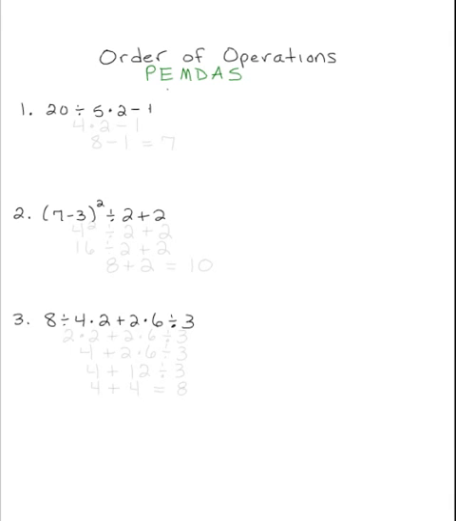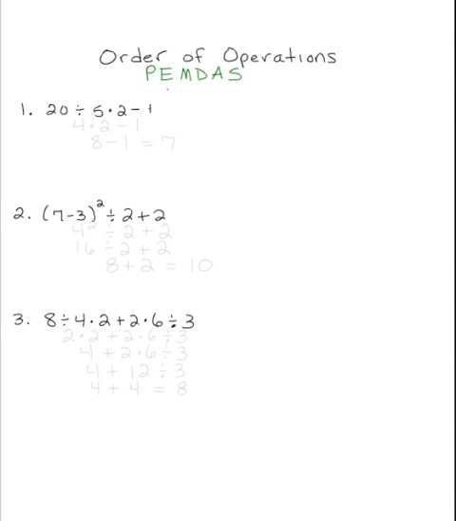Here we have 20 divided by 5 times 2 minus 1. The first thing we want to look for is, are there any parentheses in this problem? And in this case there are not. Now we look for exponents. And again we don't see any exponents. So that takes us to multiplication and division. And we always do these in order from left to right, whichever one comes first.